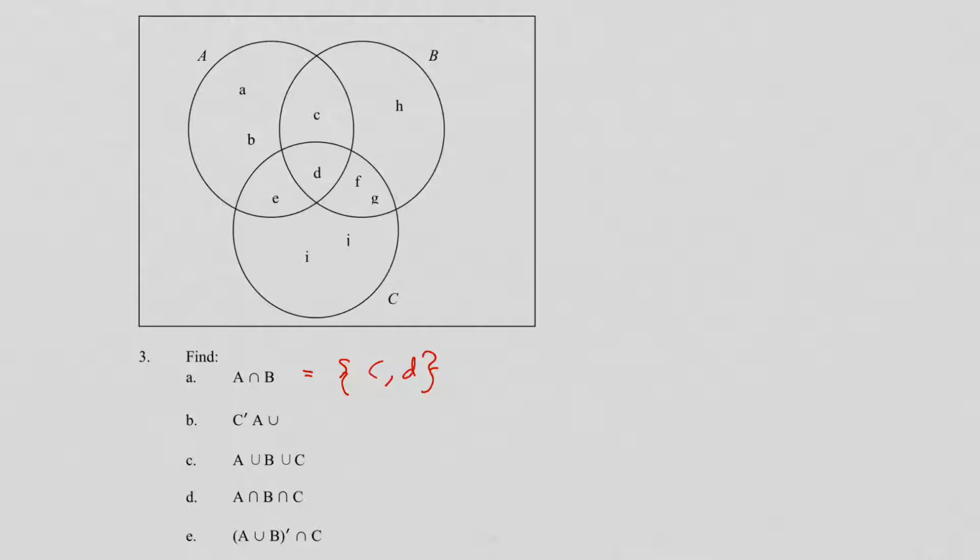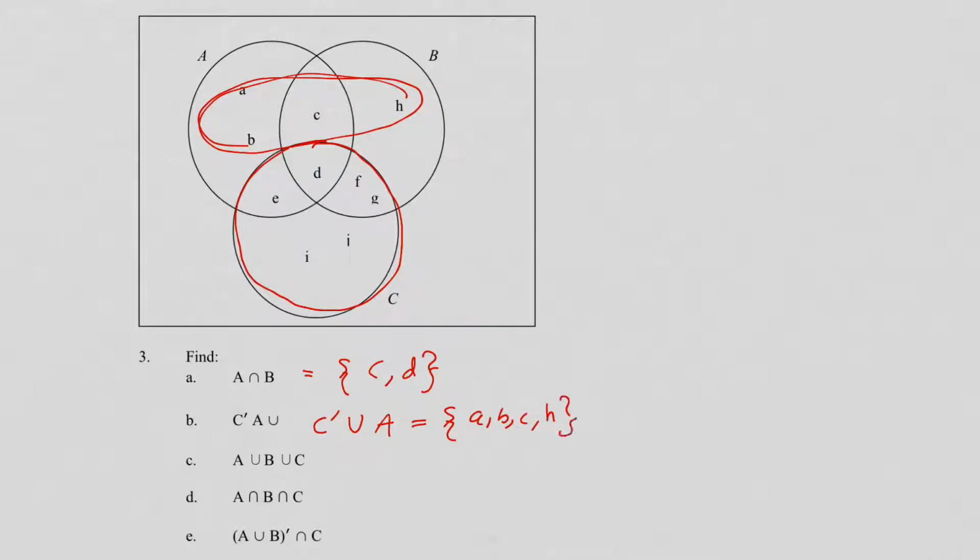This is supposed to say C complement union A. Not sure what happened to that. So basically everything outside of C. So here's C, so you can't look in there. It's outside of that. And if you union that with A, well, A already has it. So there's the answer right there. So A, B, C, and H. Let me go ahead and erase that.